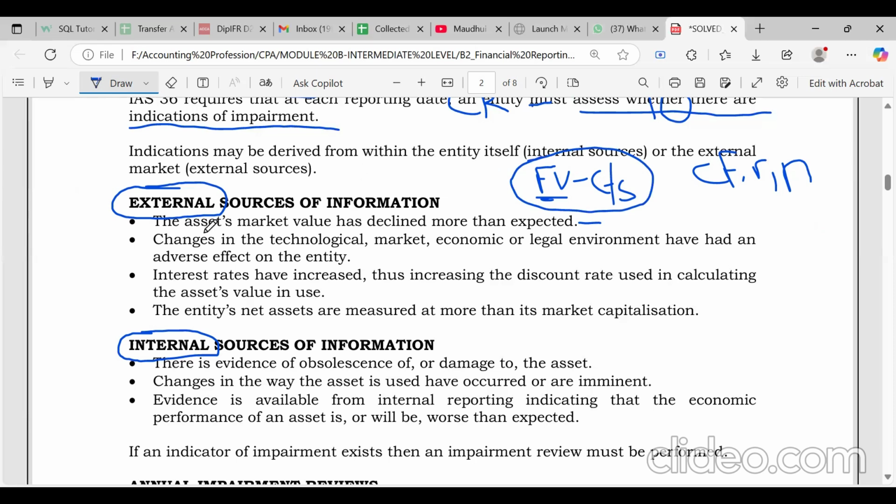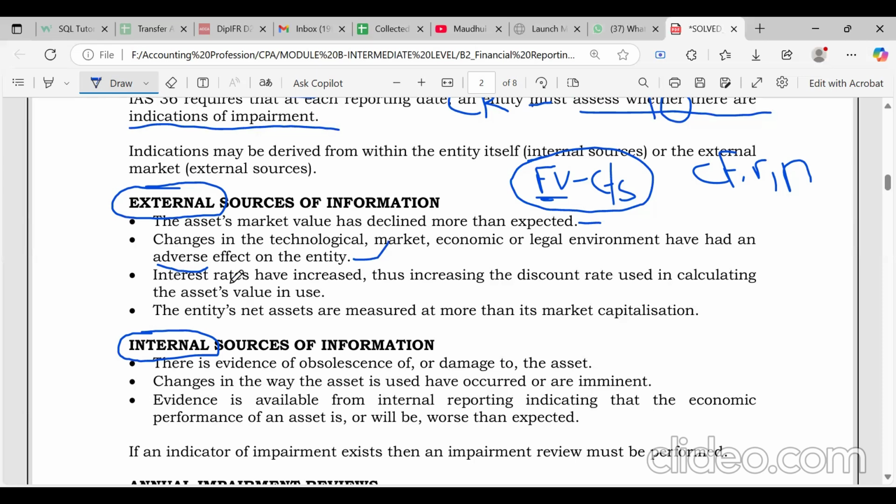Okay, here. Changes in the technological, market, economic, or legal environment have had an adverse effect on the entity. Maybe there are technological changes which have had an adverse impact on the entity and would make you as an entity get much less income, much less cash flow, right? Because of that problem. So if the cash flows fall, it means the value would also fall. So whatever makes this value fall, it would be an excuse.